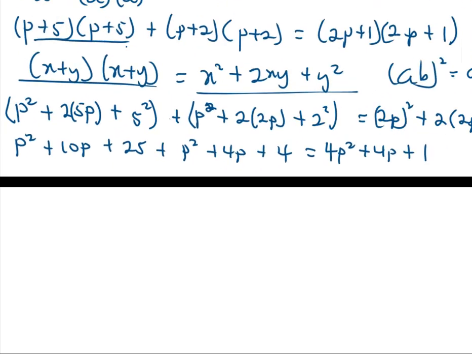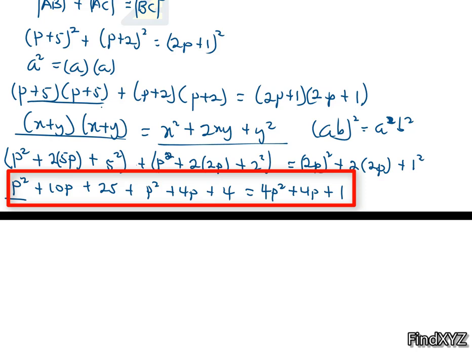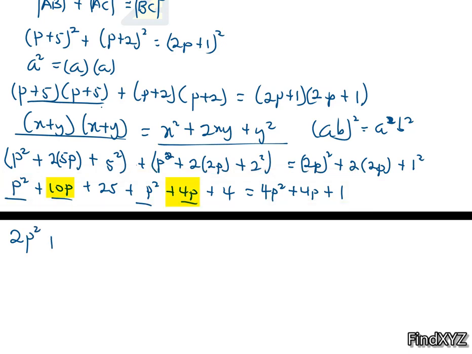What can we do? We can put some things together. We have P squared here, we have P squared here. Put them together, how many of them do you have? You have 2 of them, so 2P squared. Then 10P and 4P, how many altogether? We have 14P. 25 and 4, how many together? That is 29, is equal to 4P squared plus 4P plus 1.